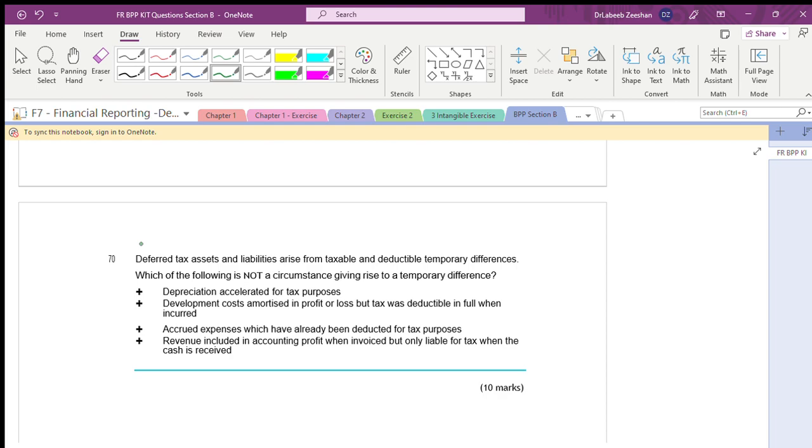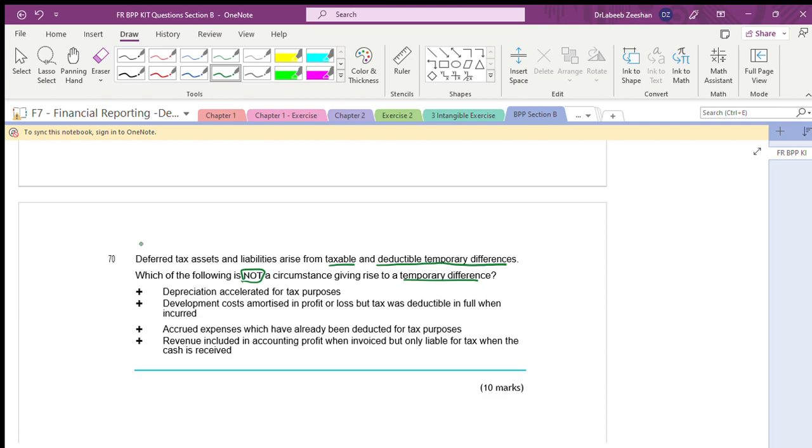Deferred tax assets and liabilities arise from taxable and tax deductible temporary differences. That's good. Which of the following is not a circumstance giving a temporary difference? Which is not? Out of these four, three are circumstances and one is not. If you understand each point, automatically you will understand the entire concept also.